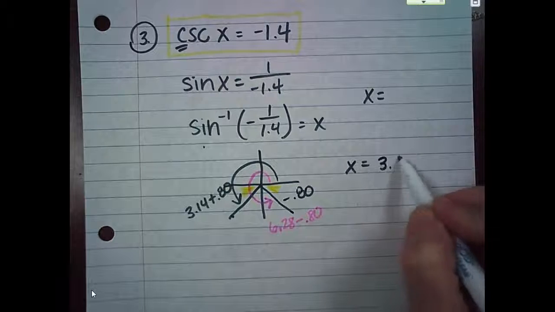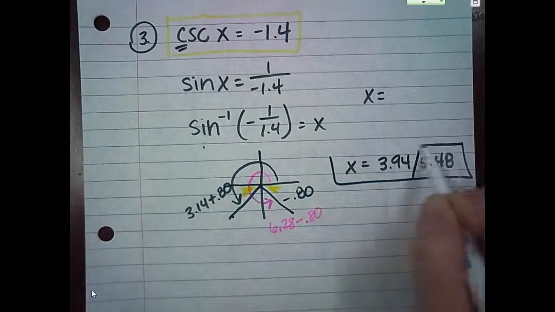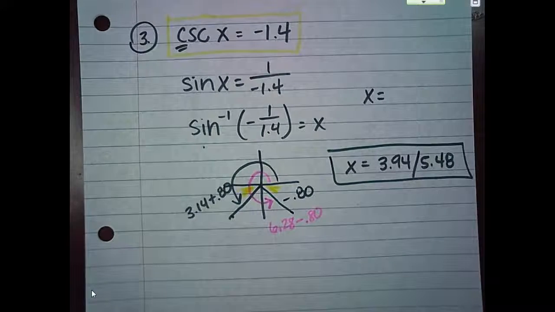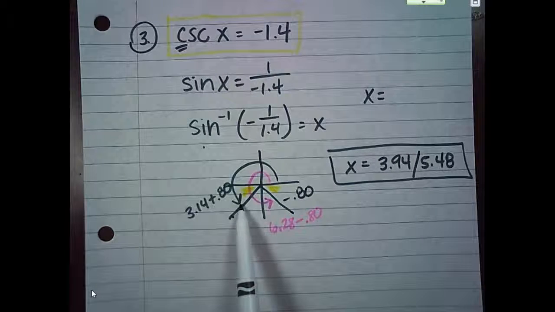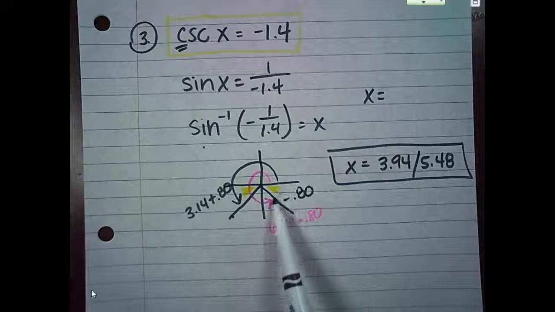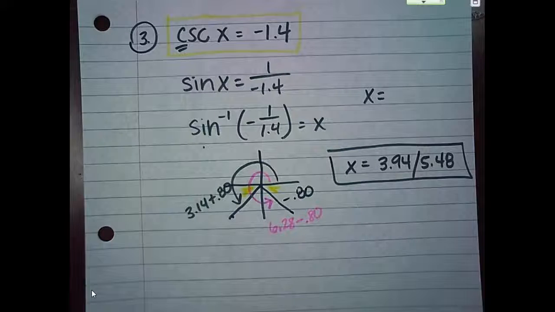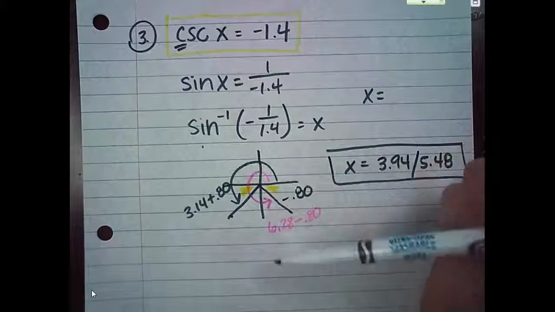I got 3.94 and 5.48. Everybody comfortable with that, or have a question on how I got one or the other? Traveled from here past 3.14 and 0.8 more. And the other one I traveled all the way around, and I would need to back up a little. So 6.28 minus 0.8. So if it's above the x-axis, you subtract it from 3.14. Like depending on the first line, if it had been here, it just kind of depends on the picture.